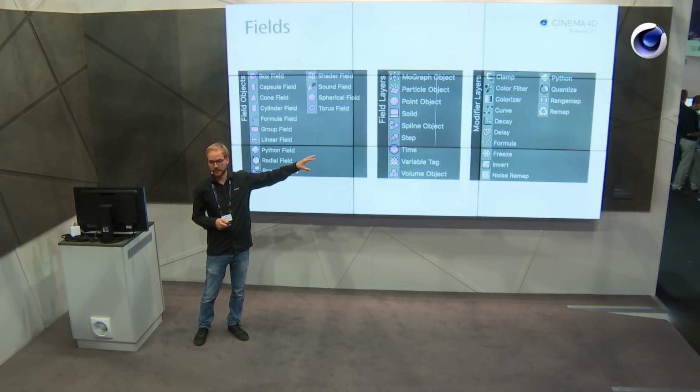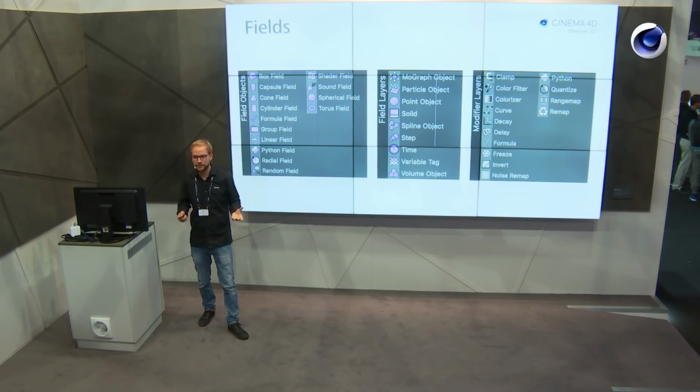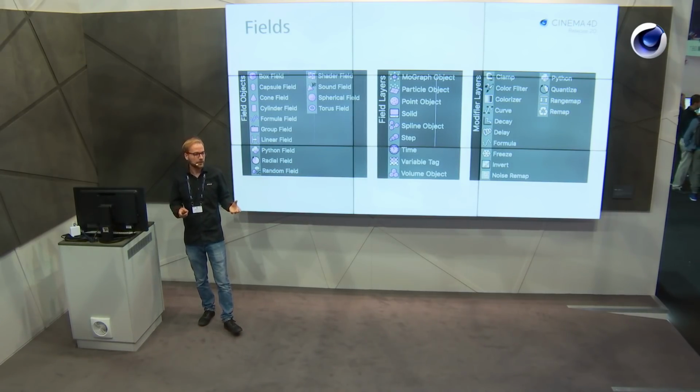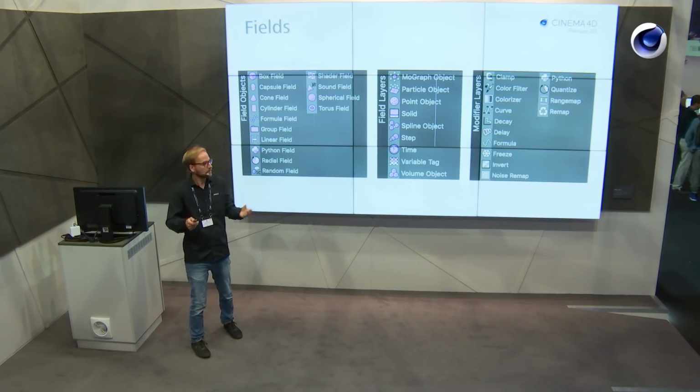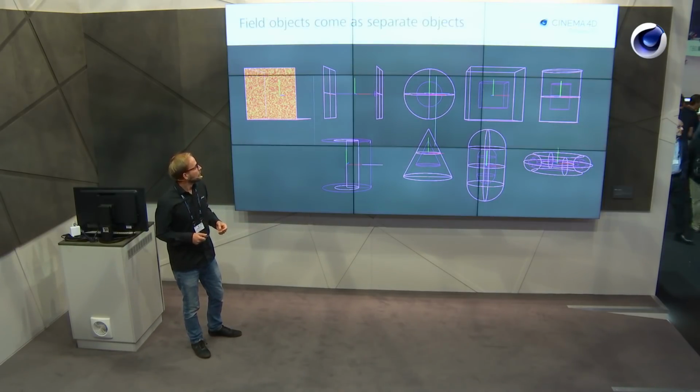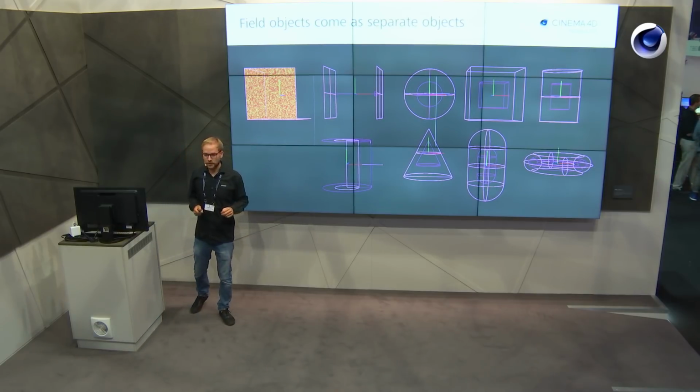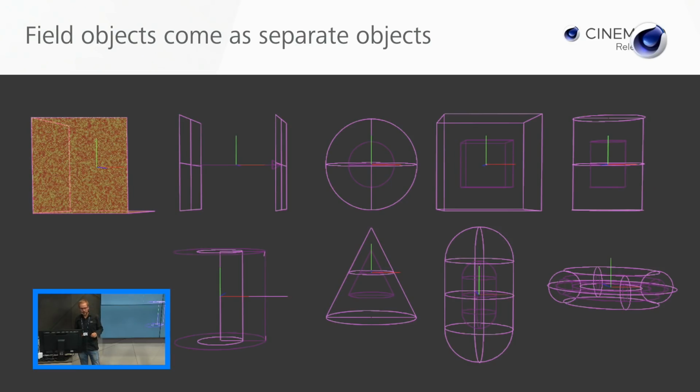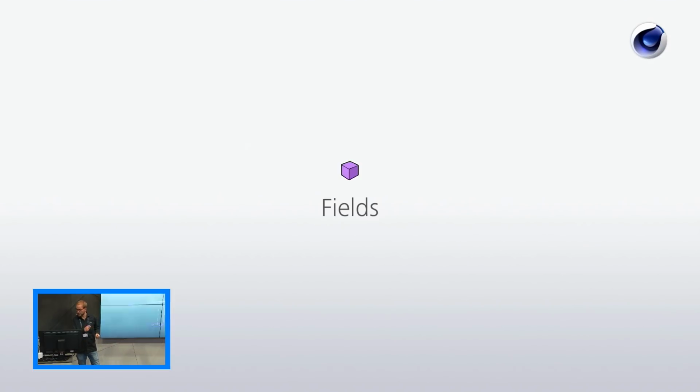And we've got modifier layers. And these are really cool because they work just like adjustment layers in Photoshop. You have a value and you can remap it. Yeah, field objects come as separate objects, and this has a very big advantage. Now you can place objects or fall-offs somewhere in 3D space, and everything that passes it will react to this fall-off, if you want that.